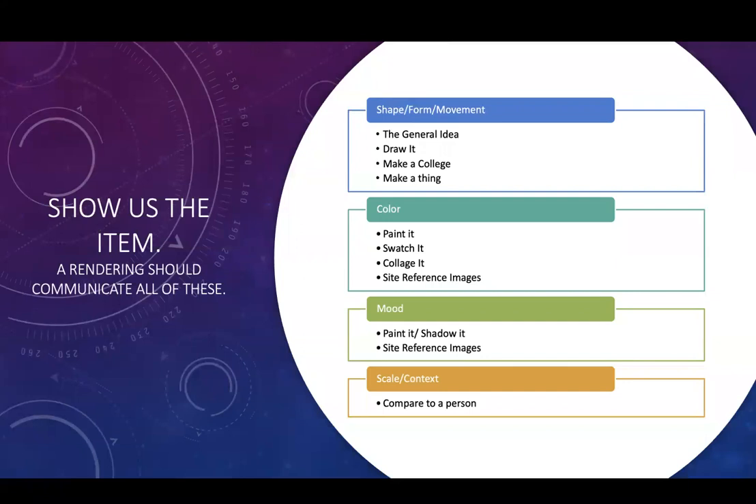So when you show us an item and a picture, if it's a rendering, it really should communicate these four fundamental things: shape, form, movement, this kind of general idea of what it is, the first category. You can draw something, you can collage it, you can make a sculpture, you can make a model. This is kind of the thing.